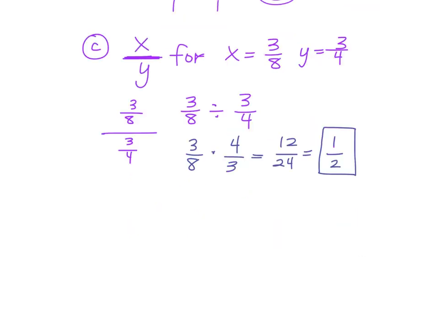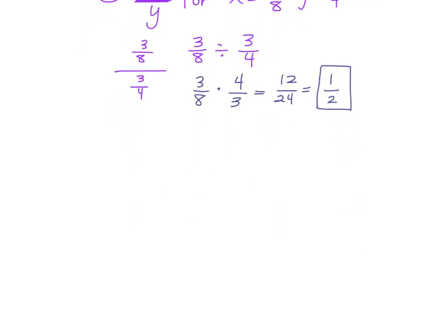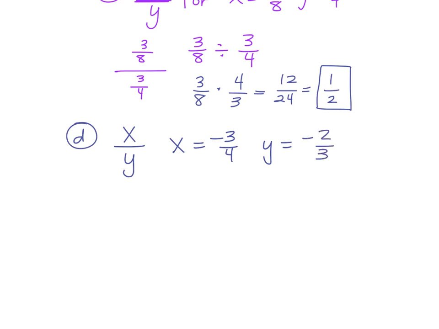All right, we're going to do one more like that, and then I have one little other detail to give you. So again, x divided by y. If x is -3/4 and y is -2/3. Okay, so we're dividing two negative numbers. Is your answer positive or negative? It's going to be positive. Okay, so we're going to do -3/4 divided by -2/3. So what's your new equation?